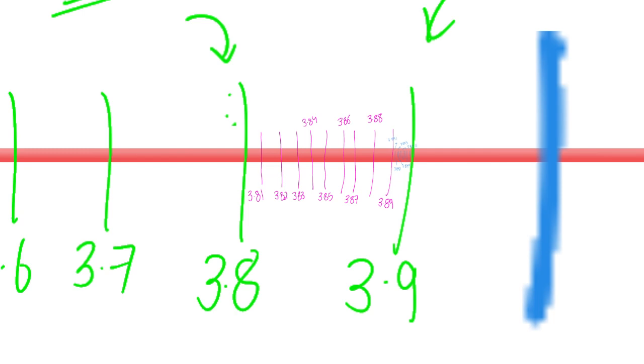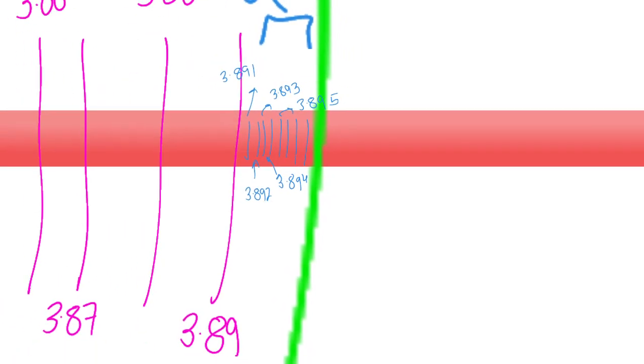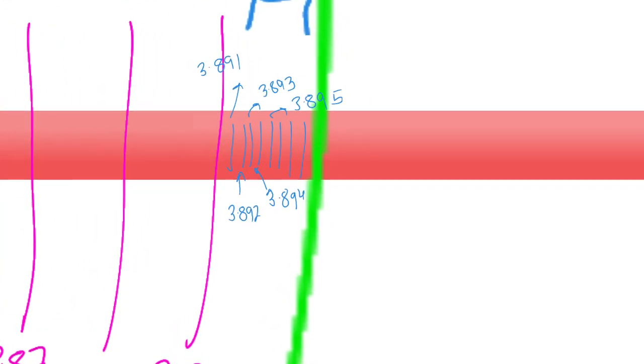Now the number we are talking about is 3.895. It lies after 3.8. Now further, it lies after 3.89. It lies in this region, somewhere in this region. So we further magnify this portion. We are dividing this portion again in 10 parts.